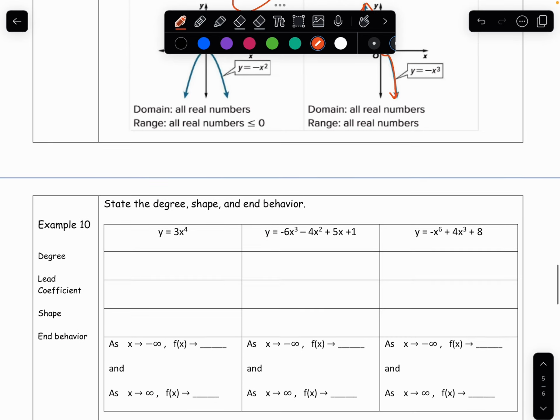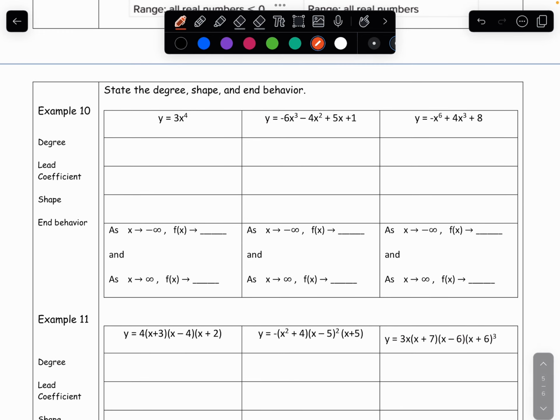It's a lot going on, a lot to process. Let's just go to example 10, and we'll do a couple of these together.